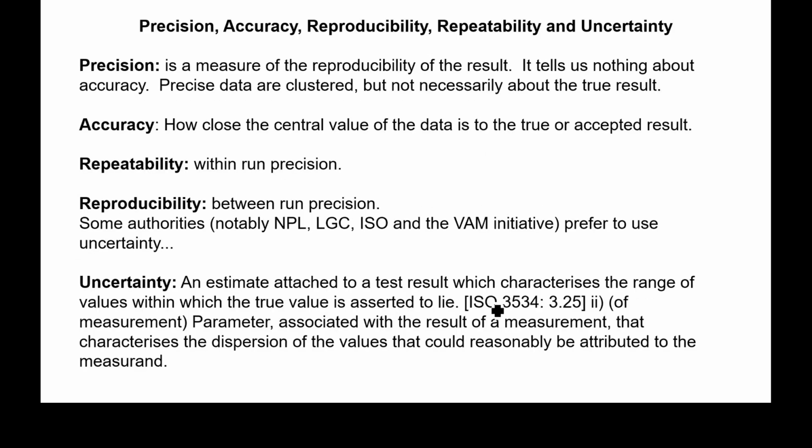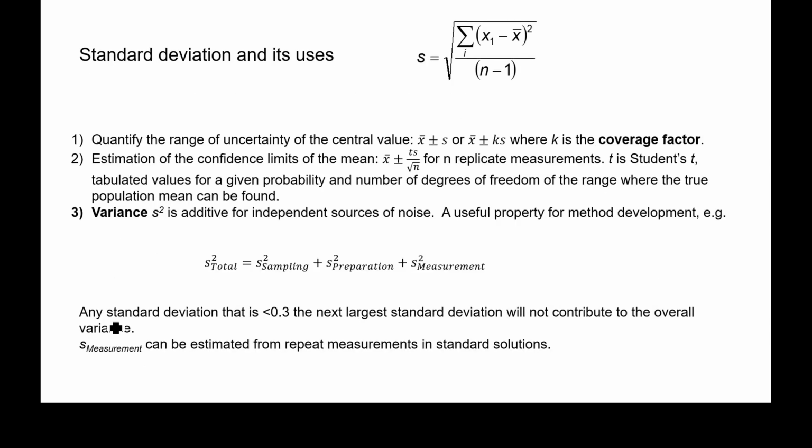And again, a set of definitions: precision, accuracy, repeatability, reproducibility. I've tried to follow the notation used by the National Physical Laboratory and the Laboratory of the Government Chemist, which prefer a global summary of all of these things, typically a root mean square sum of all of these sources of variation, which they call uncertainty. And I've put this in for completeness, I don't propose to go over this in detail now. Similarly, standard deviation, I'm not going to remind you what that is, but why it's really useful is it tells you the range of uncertainty of our central value. So it's plus or minus the standard deviation or some multiple of the standard deviation.